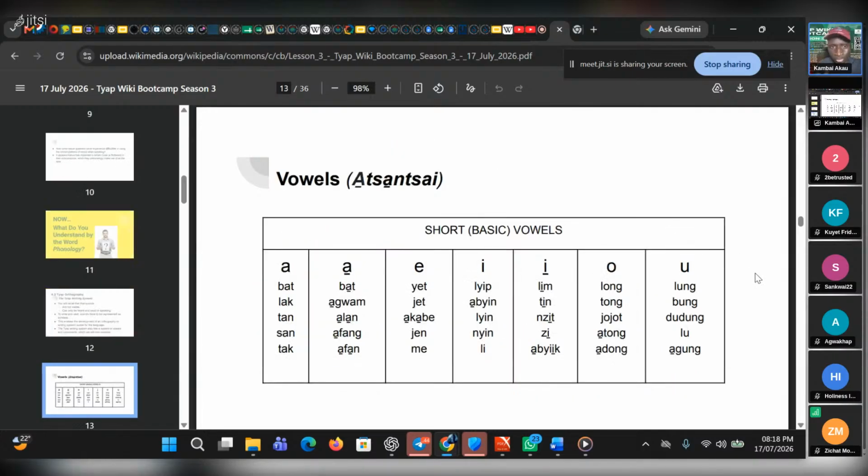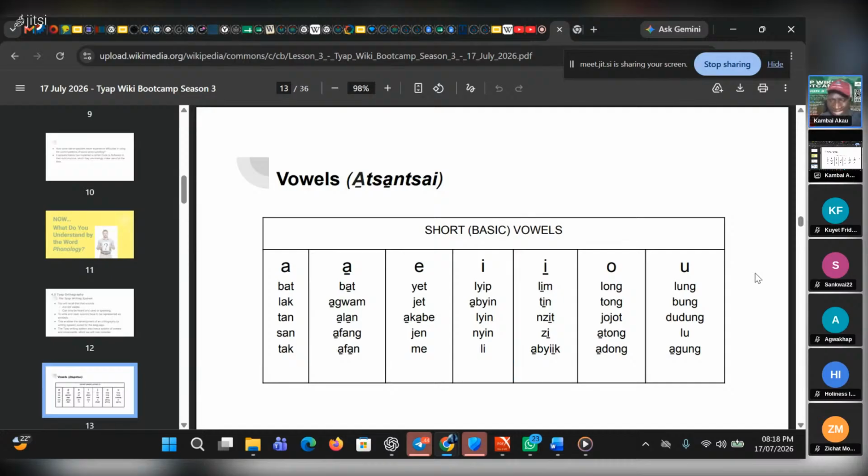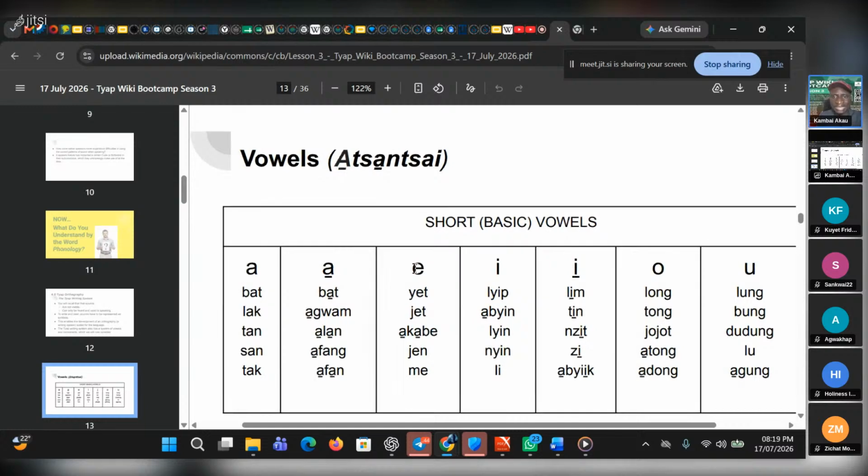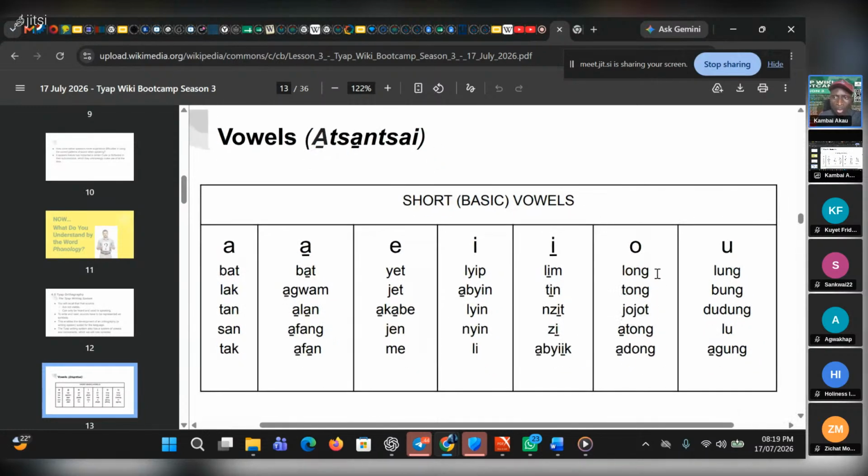Now we are going to look at the vowel sounds one after the other and examples of words that are underneath them. So in Tyap language, we call the word vowel a tentai, and then the plural form is aya tentai. Well, excuse my pronunciation, but we add aya to the tentai to make it the plural form of it. So I think this is an error here. So in Tyap language, we have the short basic vowel sounds, and there are about seven of them. We have a, e, I, u, o, u.